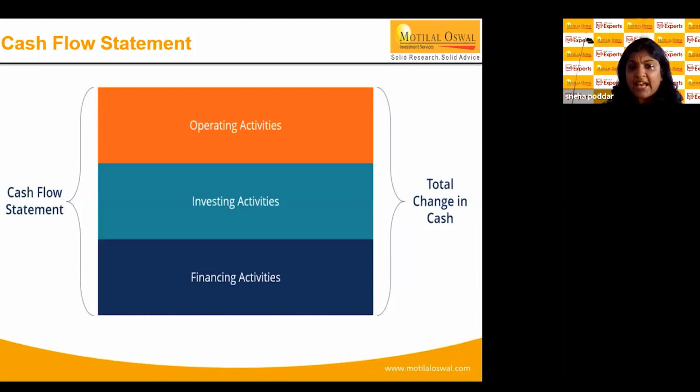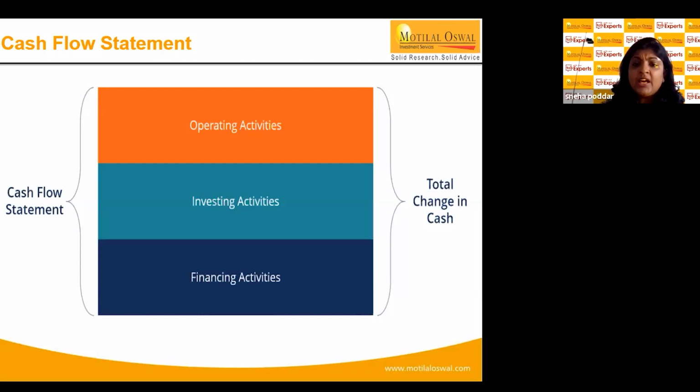Then we have cash flow from investing activities. That basically captures whether the profit that has been generated, or whatever cash the company has, is being invested into the assets of the company, or into, say, pure investment purposes. So whatever capex the company incurs gets reflected over here, and how it gets funded gets reflected in the financing activity.